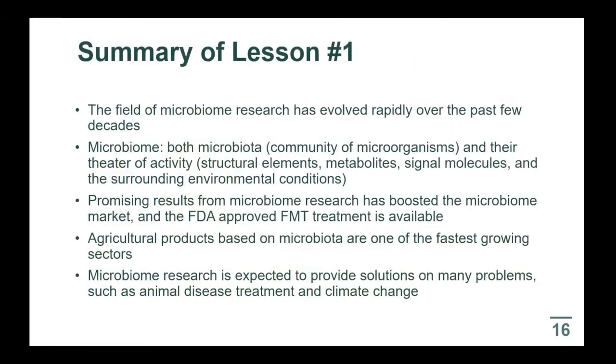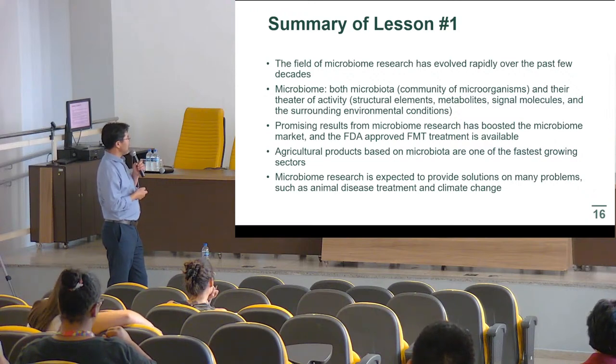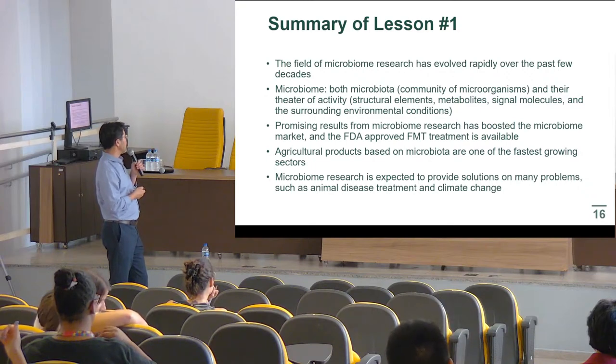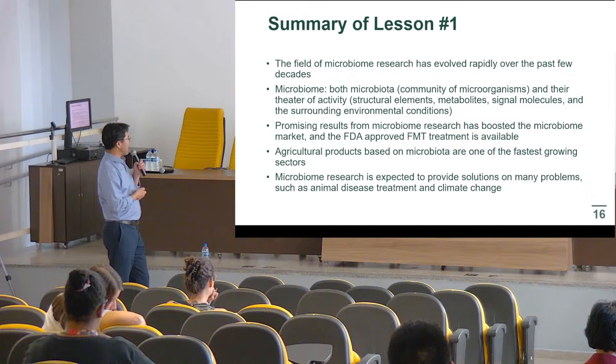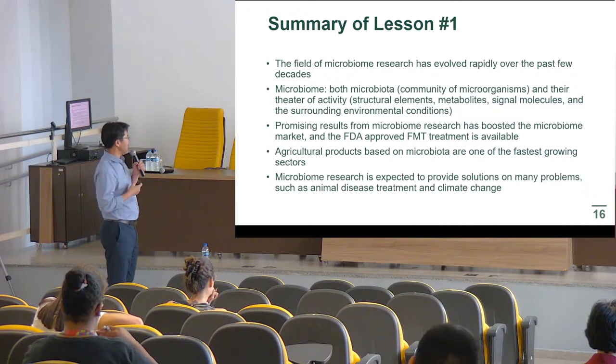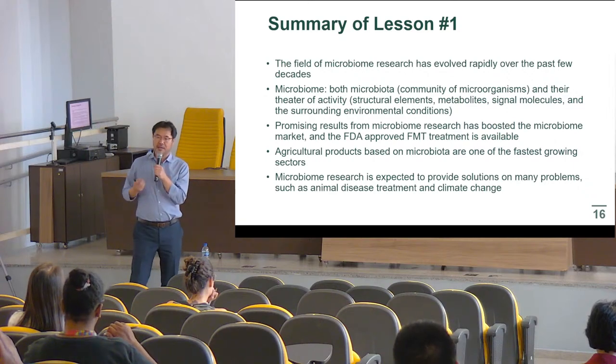So now, I would like to summarize microbiome-related work. The field of microbiome research has evolved rapidly over the past few decades, especially the last 20 years. Now we have a new definition of microbiome, which is both the microbiota, the community of microorganisms, and their theatre of activity, like structural elements, metabolites, signal molecules, and the surrounding environmental conditions. Promising results from microbiome research have boosted the microbiome market, and the FDA approved the first FMT treatment for Clostridium difficile infections. Agricultural products based on microbiota are one of the fastest growing sectors, and I strongly believe microbiome research can provide solutions to many problems, such as animal disease treatment and even climate change.